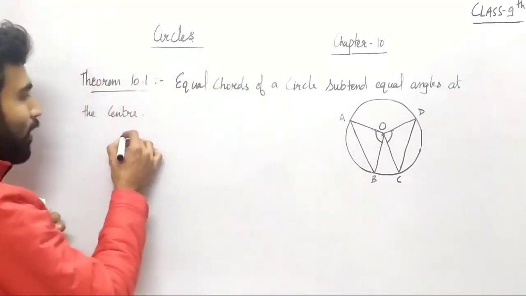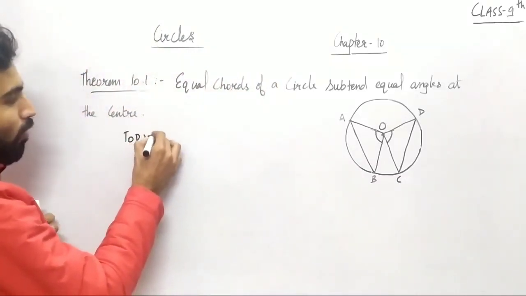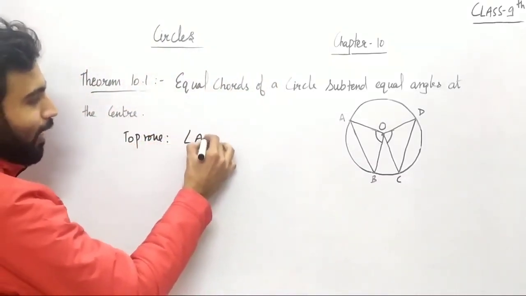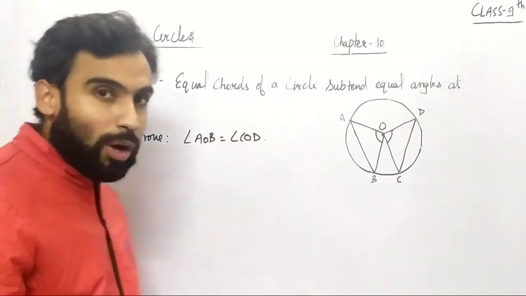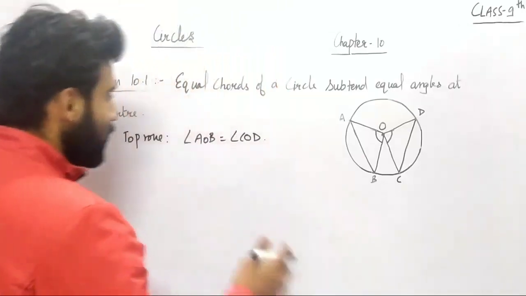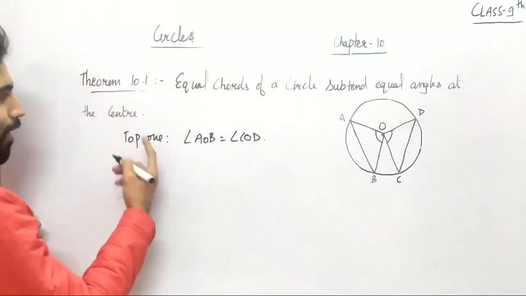So let me first write what we have to prove here. We have to prove that angle AOB is equal to angle COD, right? So how will we prove this? The first thing, which is given to me, I will write here.